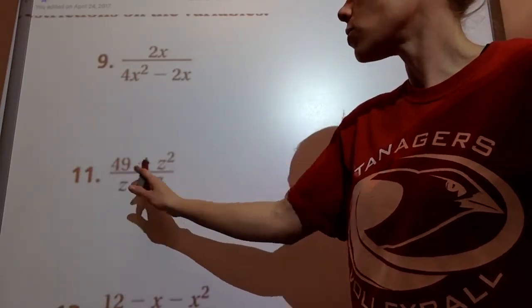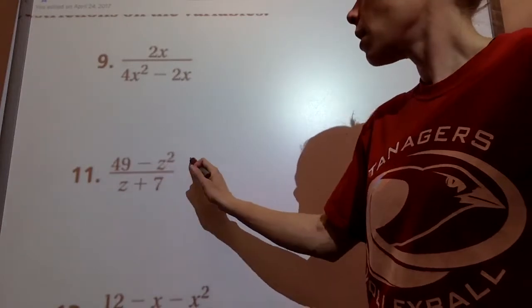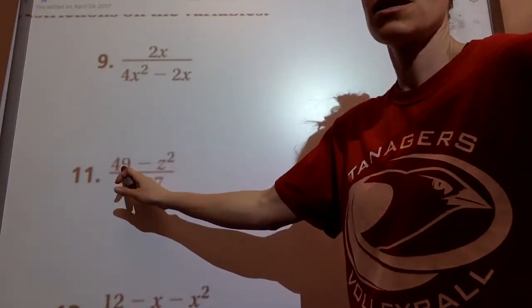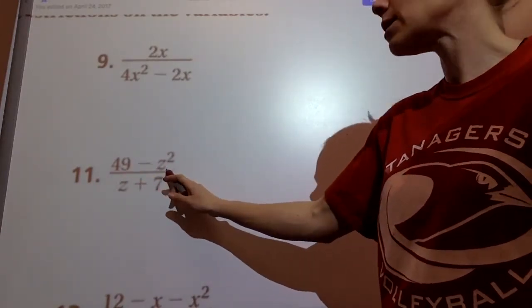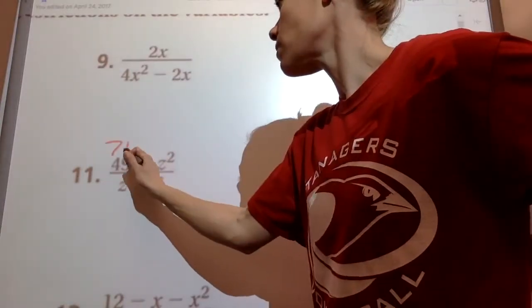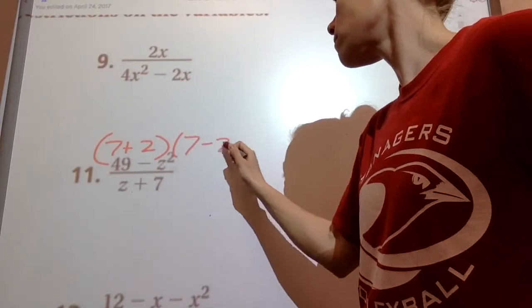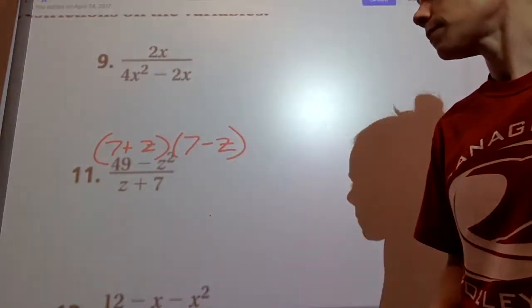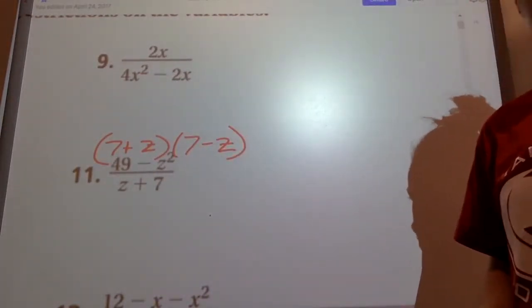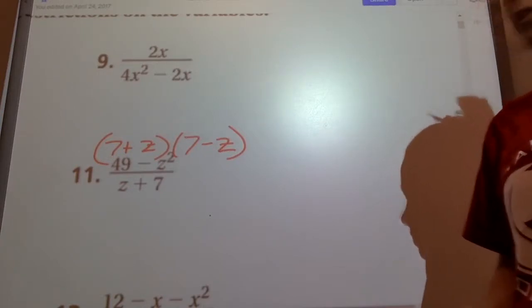Whenever you're subtracting two perfect squares, what squared is 49? 7. What squared is z squared? Z. So it factors into 7 plus z, 7 minus z. Okay, that's called difference of squares. Do you see what I can cross off?